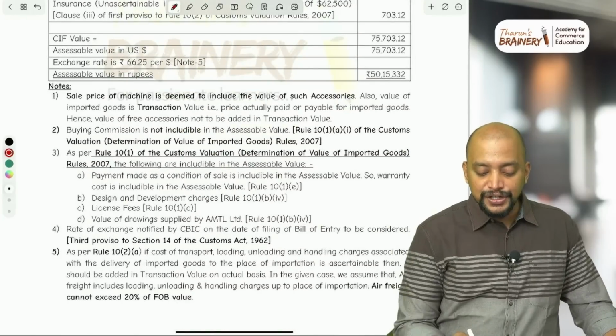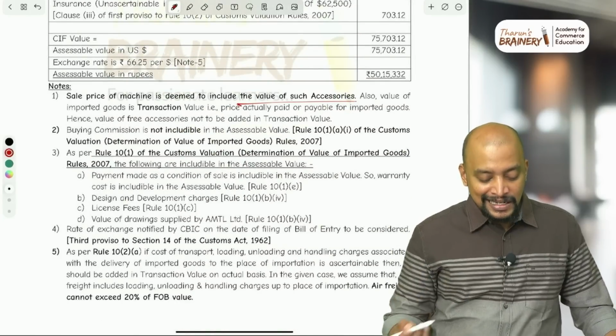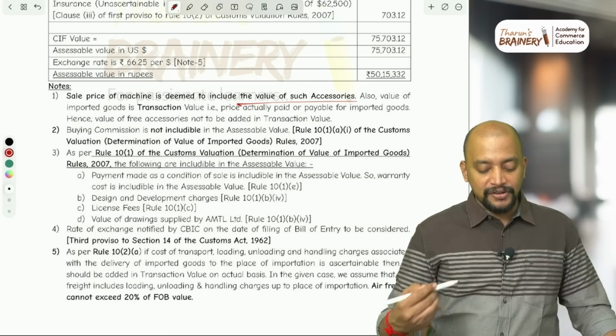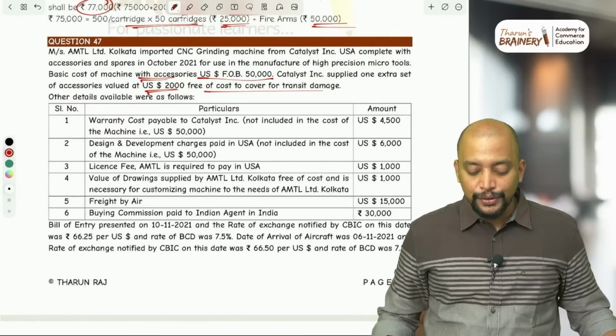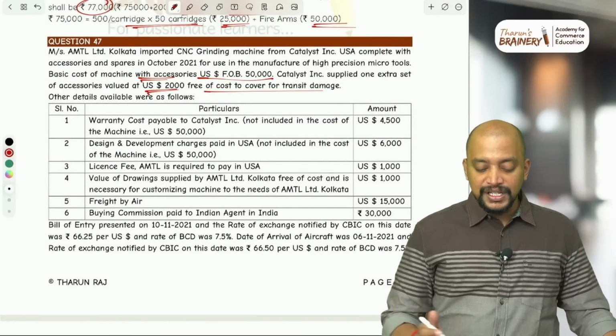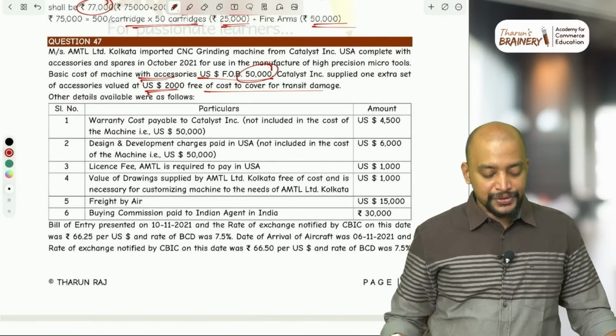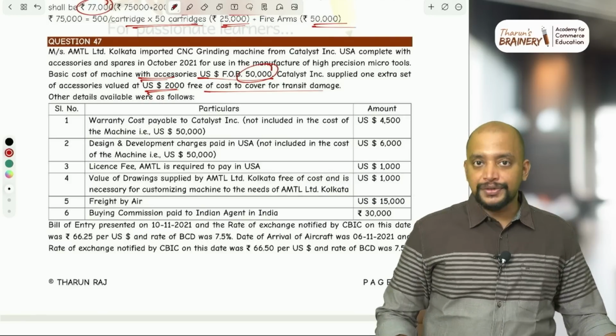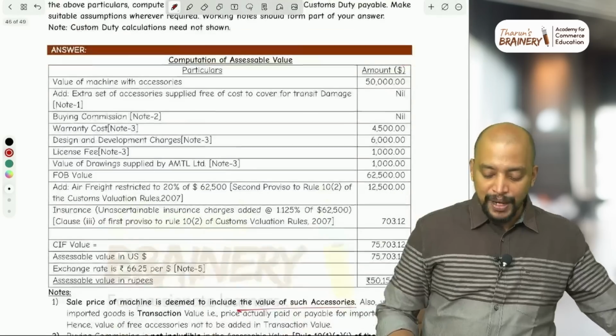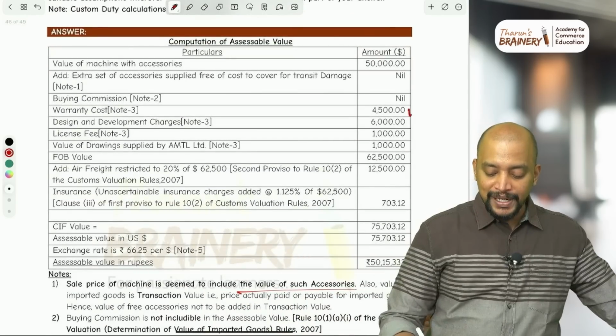Okay, you see that note 1. Sale price of machine is deemed to include the value of accessories. So therefore this extra set of accessories is already there in that 50,000. So therefore they don't have to add it separately. So this will be taken as the FOB 50,000. Warranty cost payable to Catalyst Incorporation 4,500. So consideration payable to exporter, that should be taken.